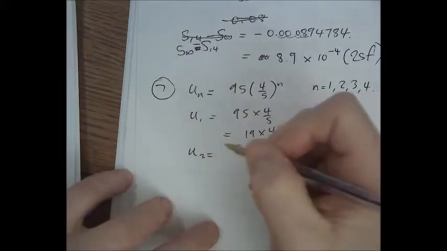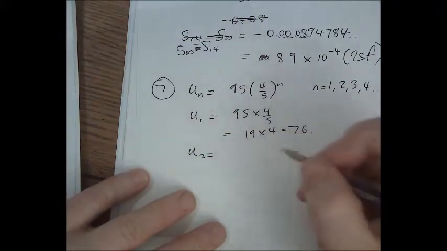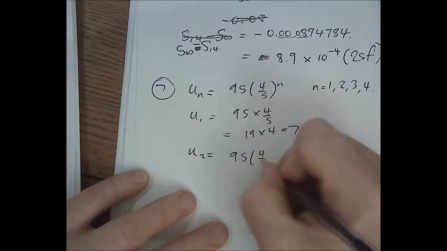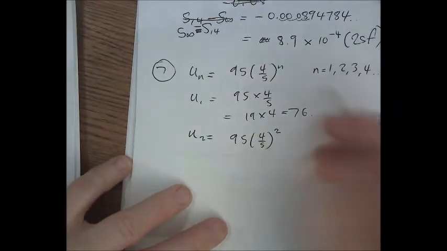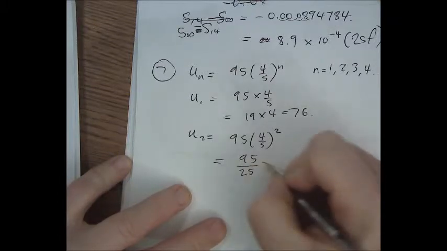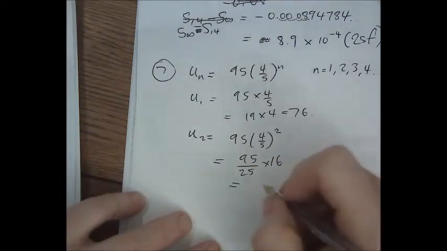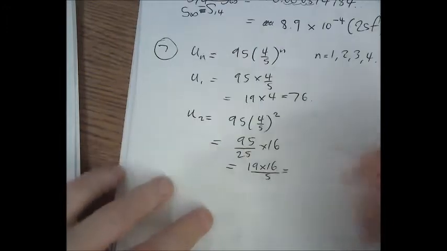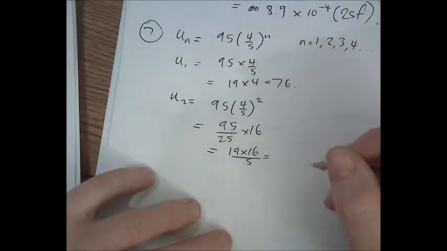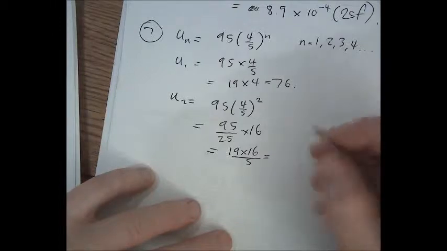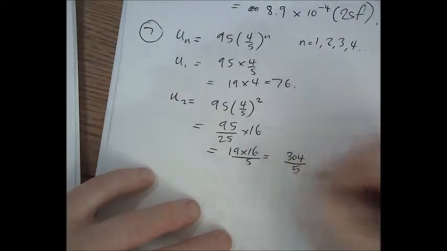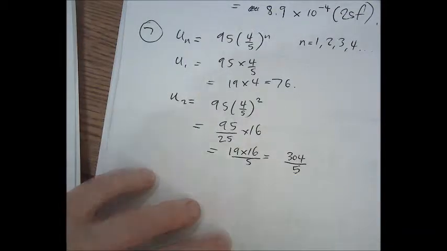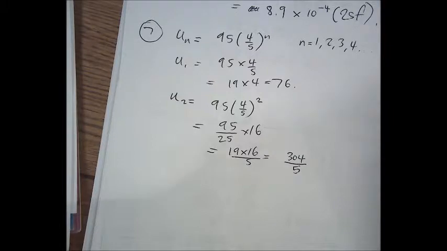What's u2? That times by 16, you just double 4 times, so it's 38, 76, 152, 304. I think. Yep.